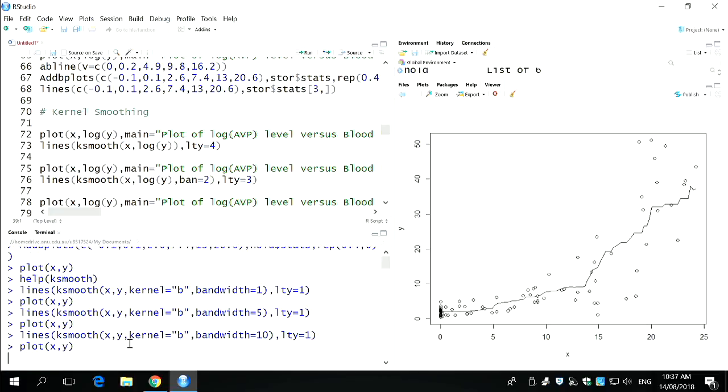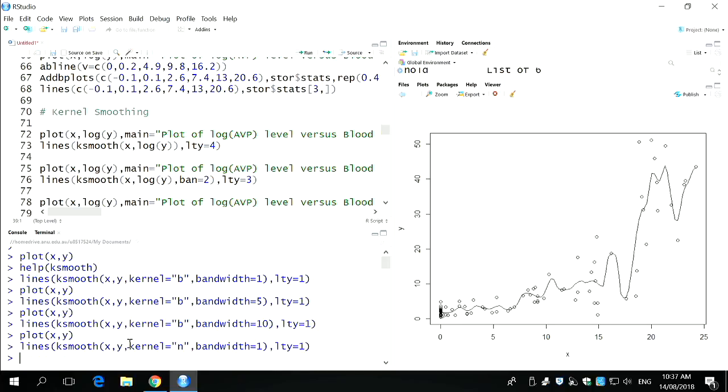So plot x, y, k-smooth. Instead of kernel equals b, which is box, I'm going to use kernel equals n, which is normal. Again, if I choose a small bandwidth, I deserve what I get. It's going to look pretty jerky, but not as jerky as the box. Okay. No gaps. The reason there's no gaps is that the support of a normal distribution is infinite. So you always get a weight, right?